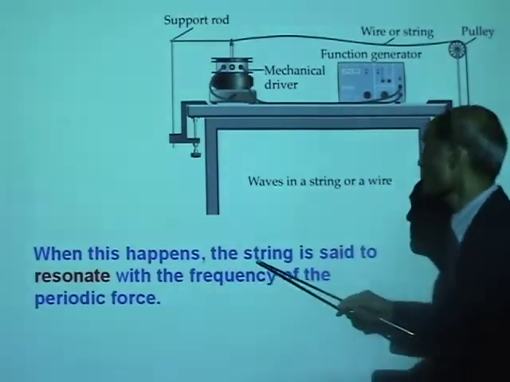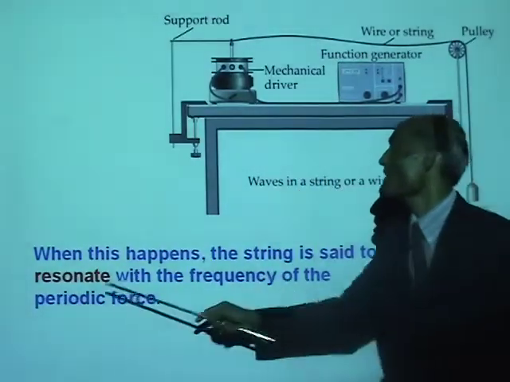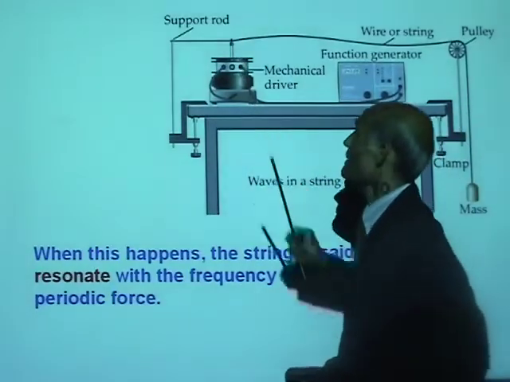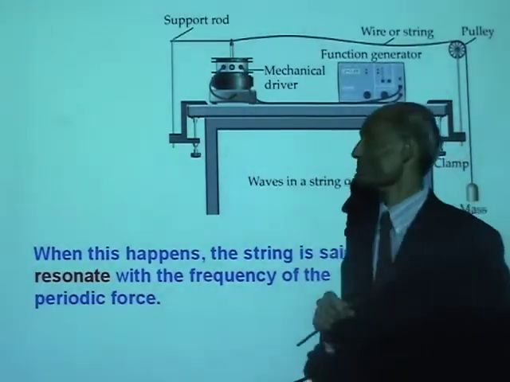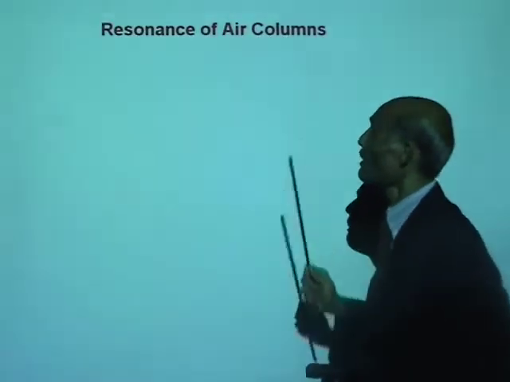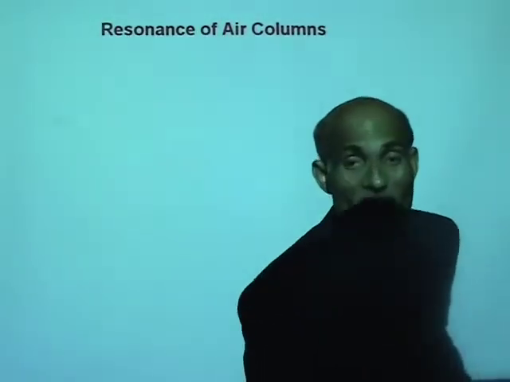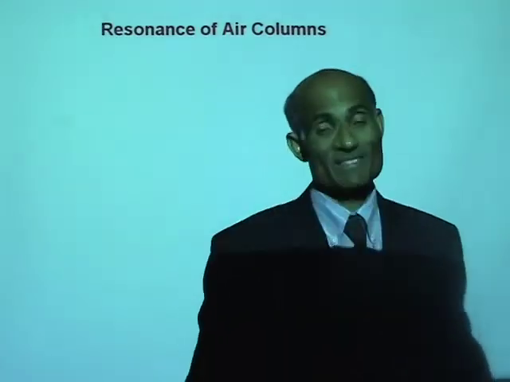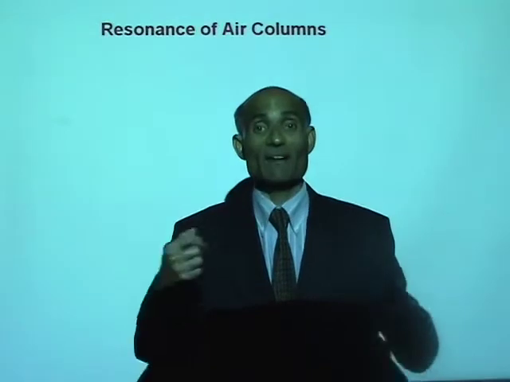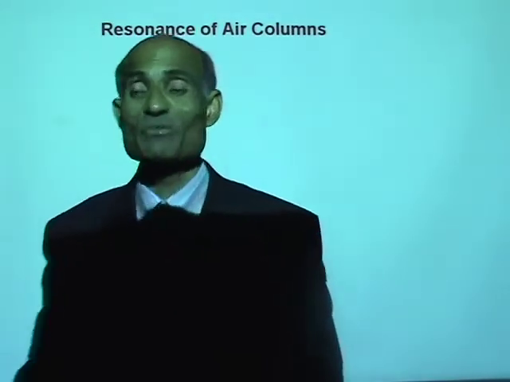Now, when this happens, the string is said to resonate with the frequency of this periodic force. So the string resonates with the frequency of the periodic force. All right, let's move on to resonance of air columns. If a string can be made to resonate with an imposed frequency, a column of air can be made to resonate with an imposed frequency.